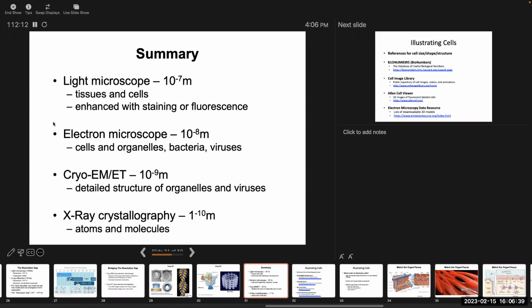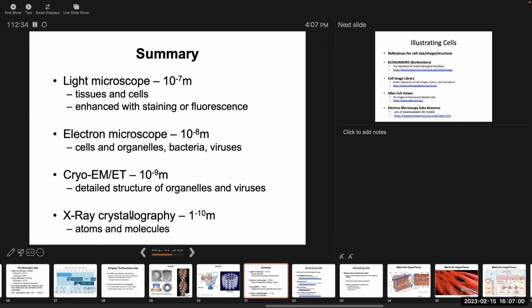Electron microscope extends our resolution down a little bit smaller, down about 10 to the minus 8 meters. That allows you to see organelles more clearly, bacteria and viruses. Cryo-EM and cryo-ET take that down another order of magnitude, down to about 10 to the minus 9 meters, to show how molecules are actually packaged together to form things like organelles or viruses.